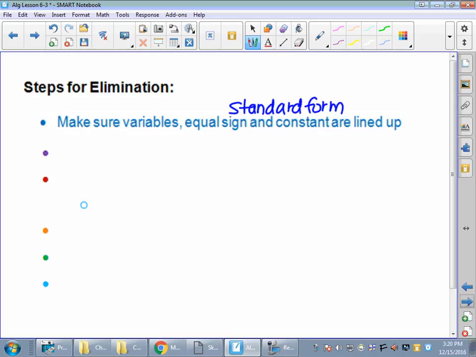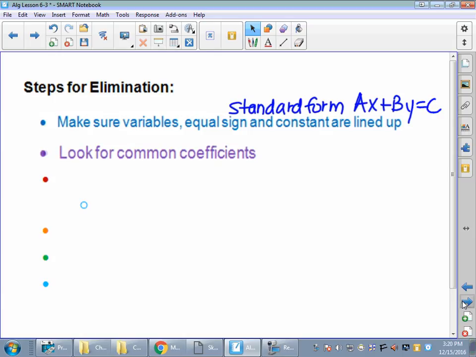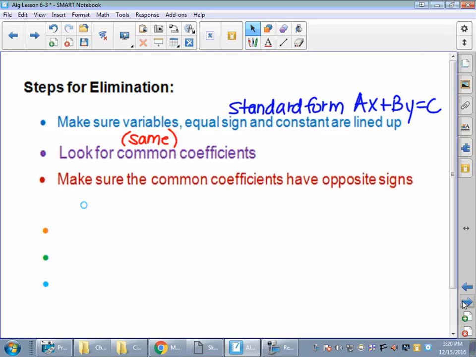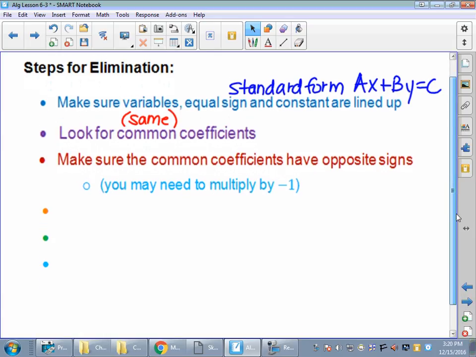Think back to our graphing linear equations, standard form: ax plus by equals c. Everything should be nice and neat and lined up, all of our x's, all of our y's, all of our equal signs. Look for common coefficients. A coefficient is the number that's out in front of a variable. We want them to be common, or the same. You're going to make sure that the common coefficients have opposite signs. If they do not have opposite signs, you may need to multiply everything in that equation by a -1. If they have the opposite signs already, you're ready to go.